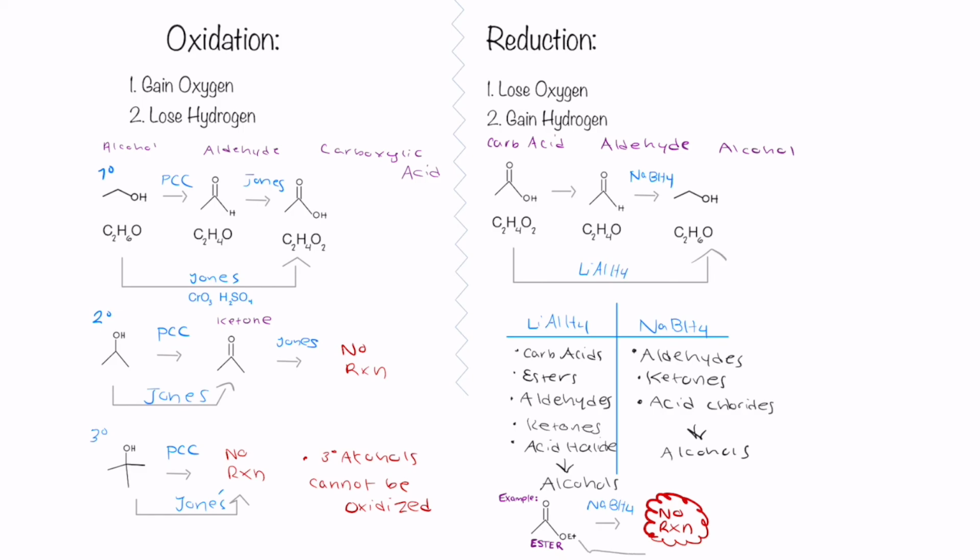So if we wanted to reduce this ester, we would have to use LiAlH4. And to draw the product of that reaction, we need to maintain the same amount of carbons. So if we have 2 carbons here, we got to make sure that our product has 2 carbons. So we would draw our 2-carbon skeleton. We can add an alcohol group onto this carbon, and so we would get a 2-carbon alcohol structure when we reduce this ester.